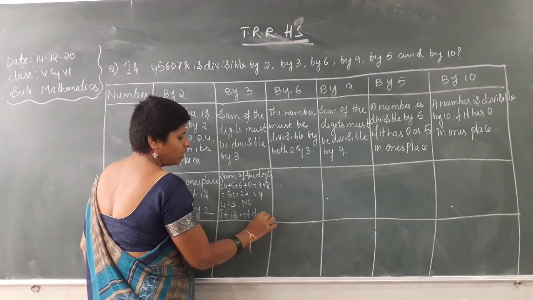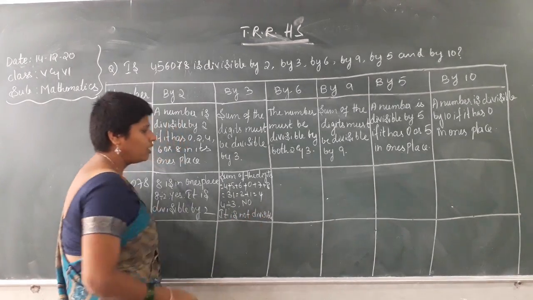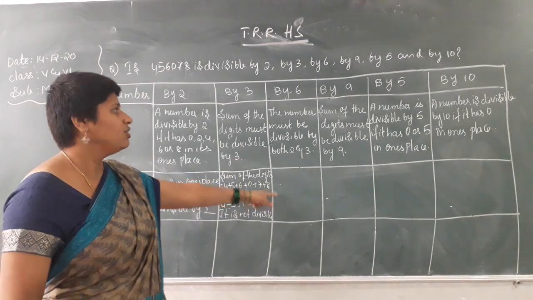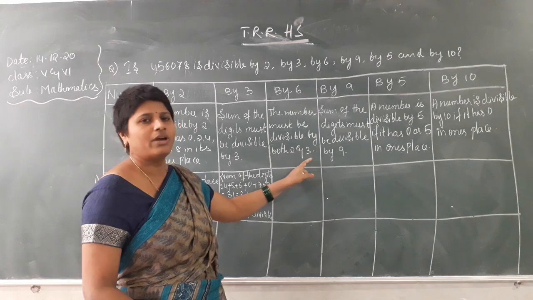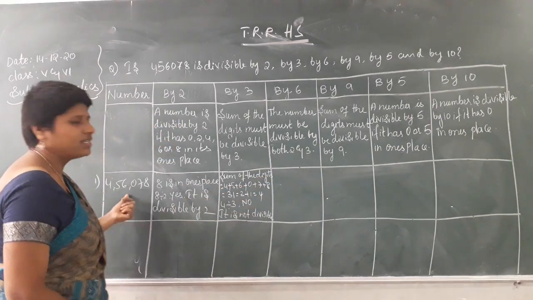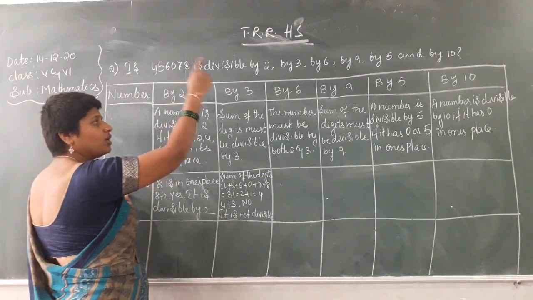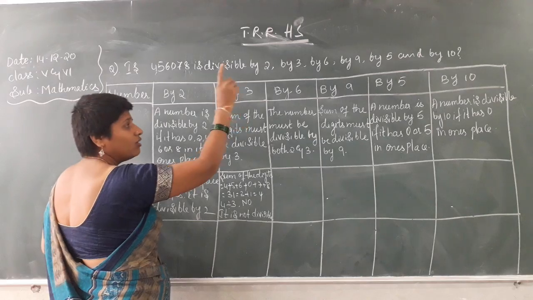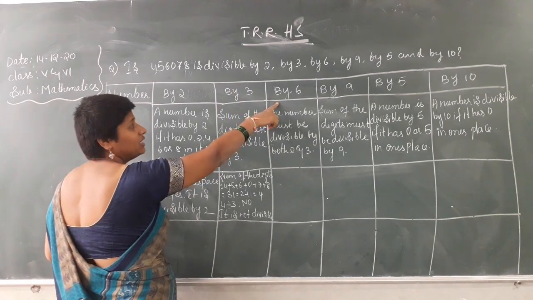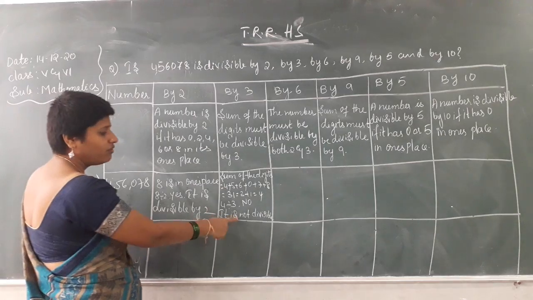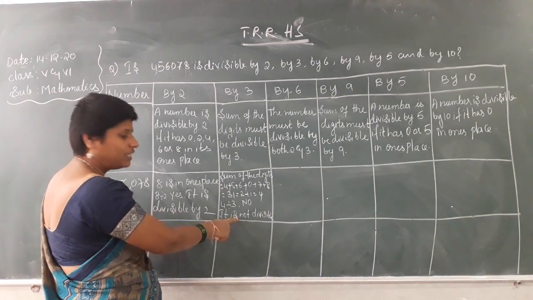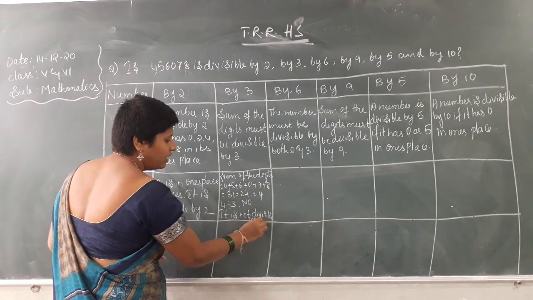Now, again go for 6. So, what is our rule? The number must be divisible by both 2 and 3. So, this number must be divisible by 2 and also it must be divisible by 3. Then only the number is divisible by 6. Okay. But here if you see, this number is divisible by 2, whereas it is not divisible by 3.